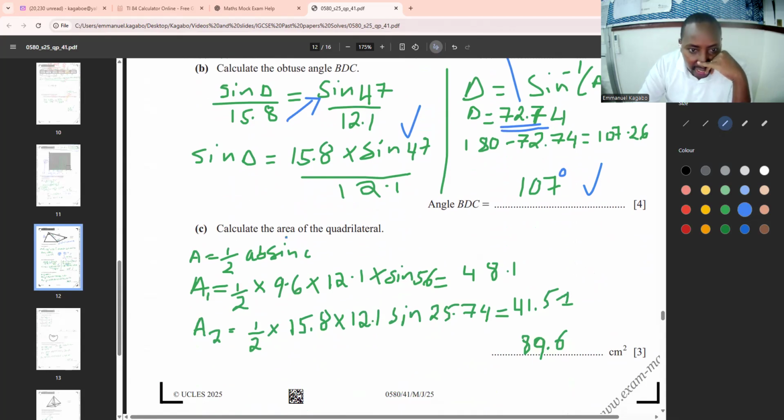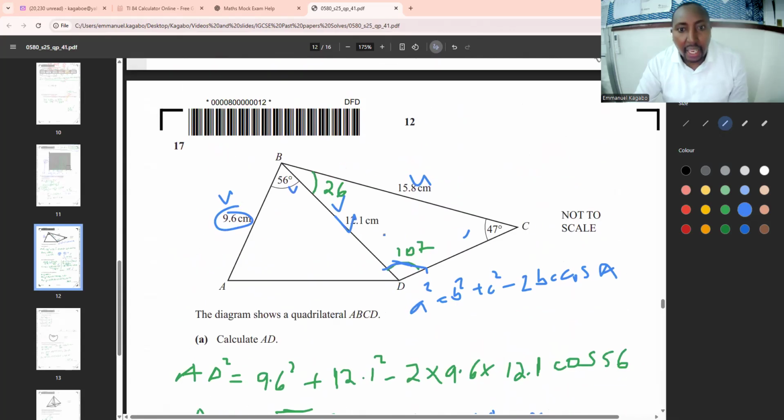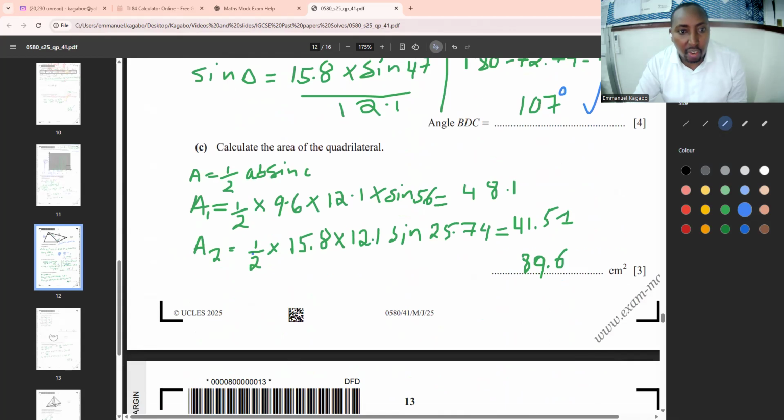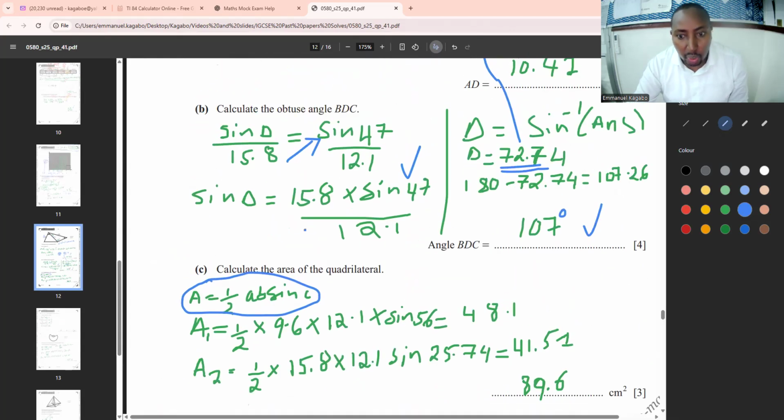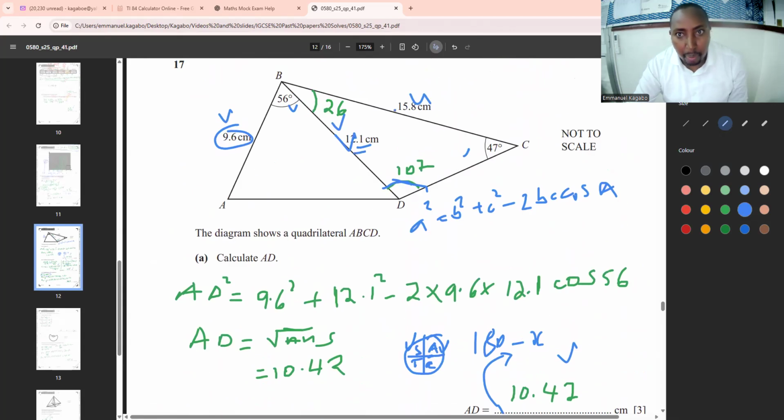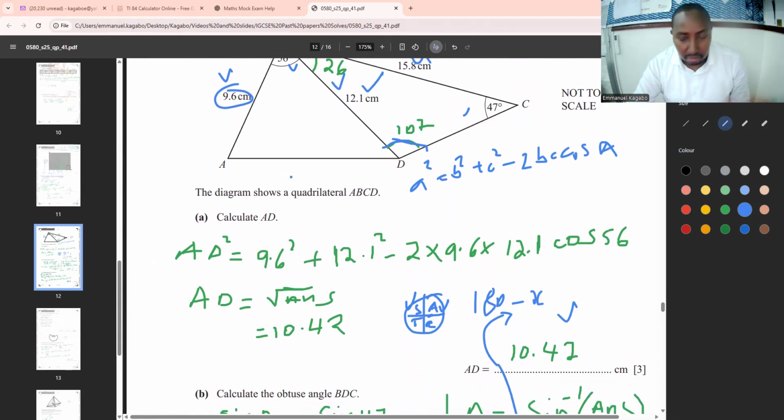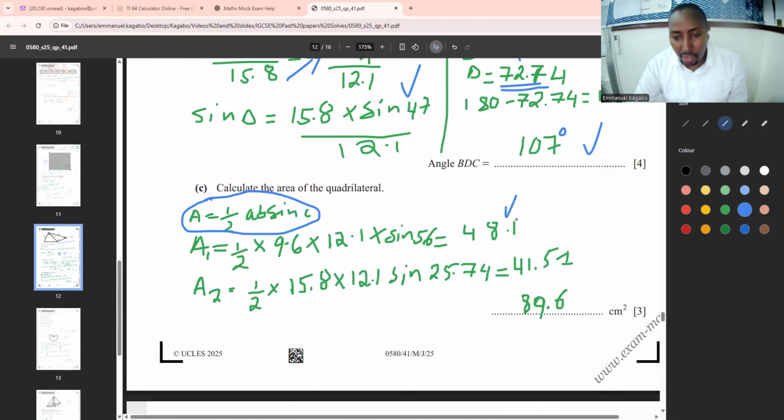Good. Then they said calculate the area of a quadrilateral. Find the area of the quadrilateral. Okay? So I have to find the area of this triangle and the area of this triangle. And you need to remember the area of a triangle that is not a right angle triangle is given by half AB sine C. Is that okay, guys? So now if I consider the first triangle, I have this side, I don't have any problem. That side, guys, is 12.1, and this side, and I have the angle between them, no problem with that. So you apply the formula, and then you get this area.